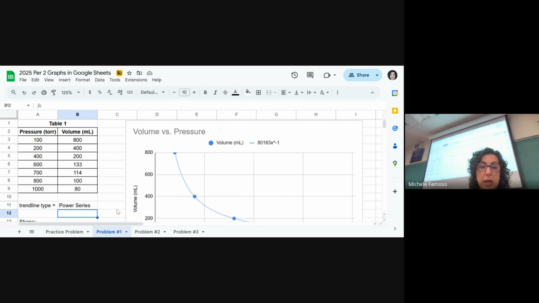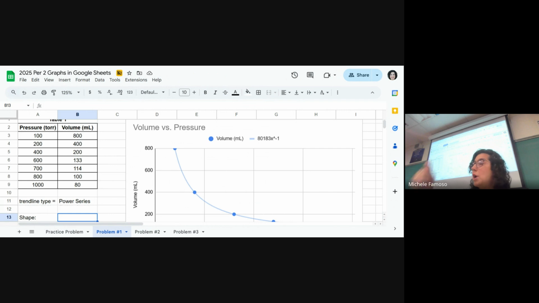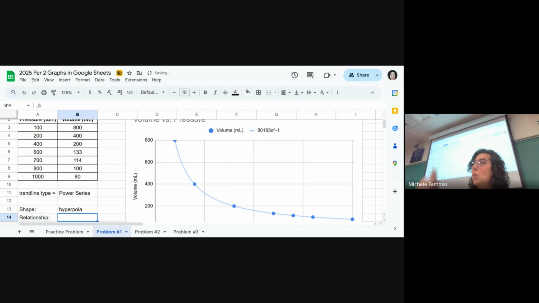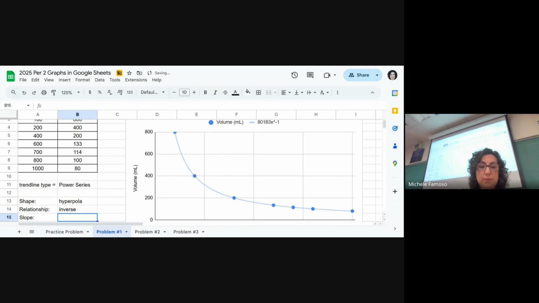Okay. Let's now talk about the shape. What is the shape of this graph? What is it, Alex? You have it? It is a hyperbola. Very good. Hyperbola. What is the relationship on this graph? Sydney? Very good. It is inverse. Okay. Now, would this graph have a slope? When do we have slopes? What type of graph gives you a slope?